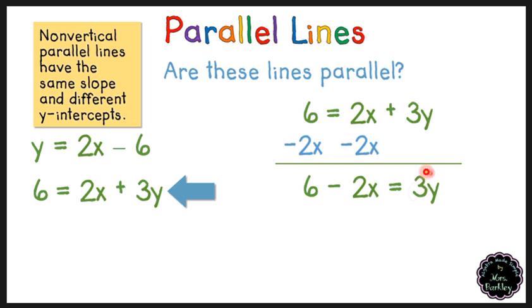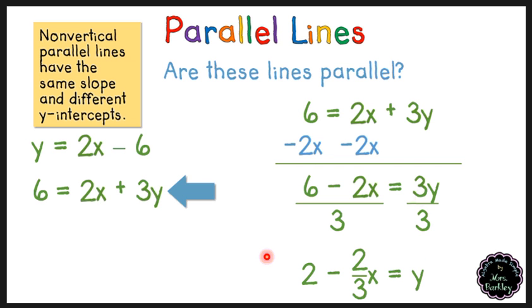And we also then need to undo this multiplication of 3, so that inverse operation would be to divide both sides by 3. Also keep in mind that when you are dividing, you need to divide each term in your numerator by the denominator. So 6 divided by 3 would leave us with 2, and negative 2x divided by 3, we can just leave that as a simplified fraction of negative 2/3 x, and 3y divided by 3 would leave us with y. So we would have the equation 2 minus 2/3 x equals y.